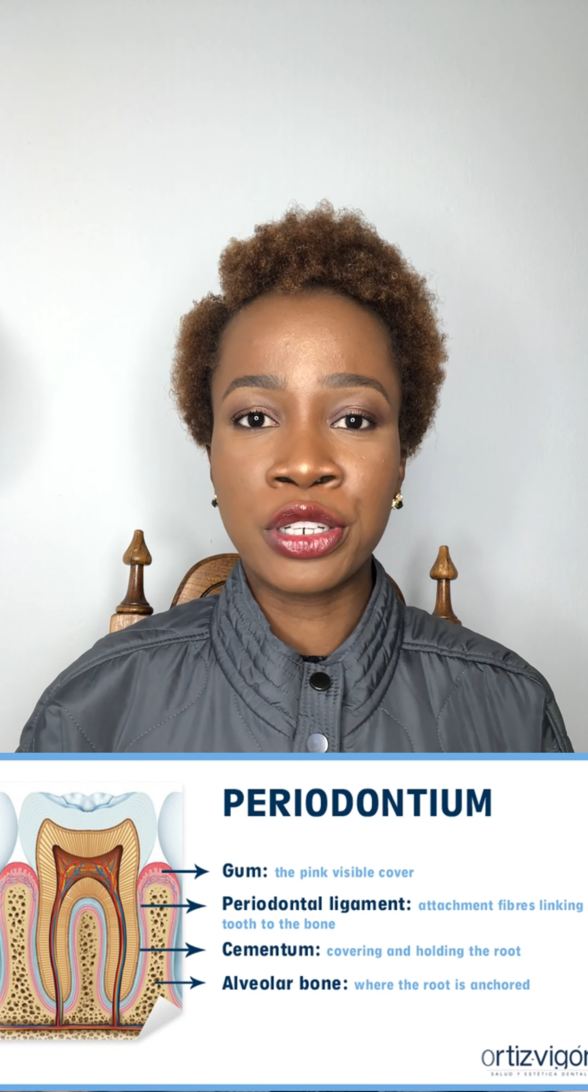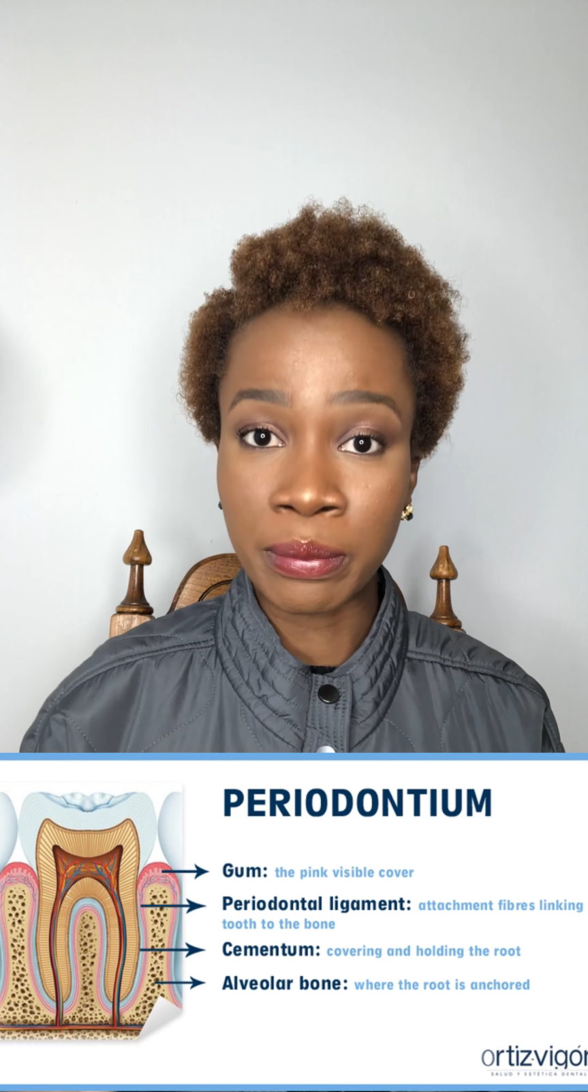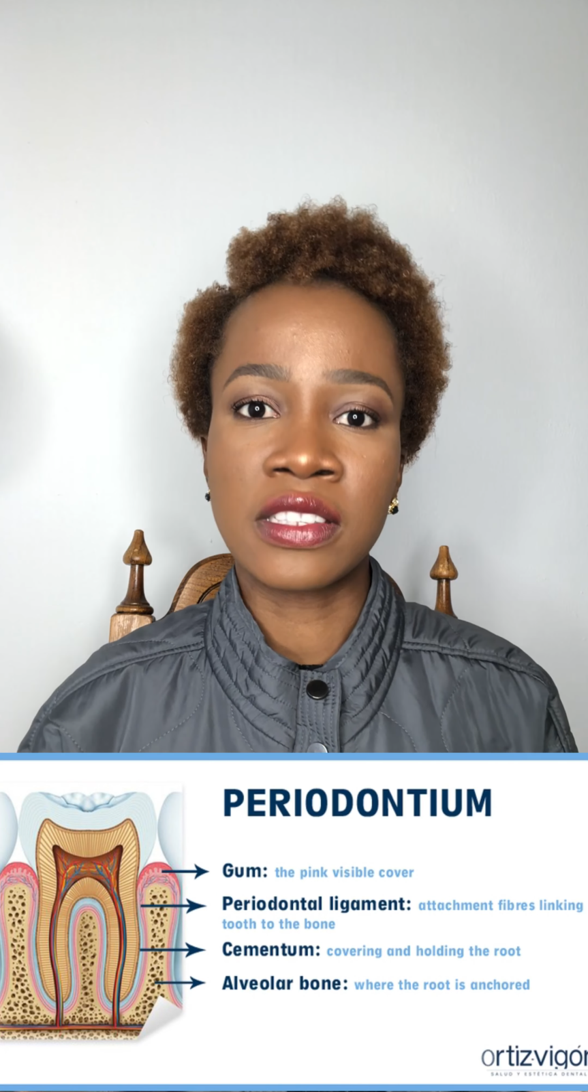So before I talk about gingivitis, I would like to show you a picture of the supporting structures of a tooth to give you a visual representation of what actually holds your tooth in place. There are four main structures that support the tooth. We have the gum, the periodontal ligaments, which are basically like tiny threads that hold the tooth in place attached to the bone. We have the bone, of course, and we have the cementum.